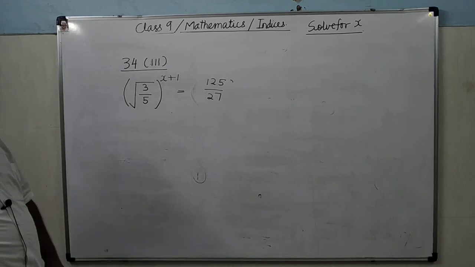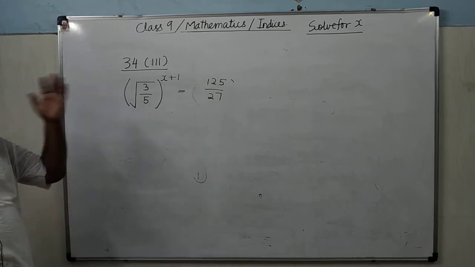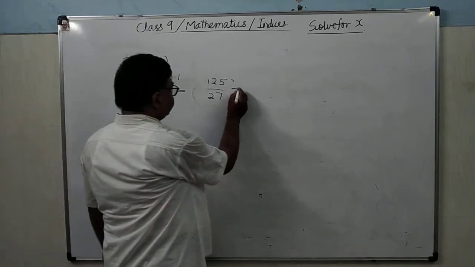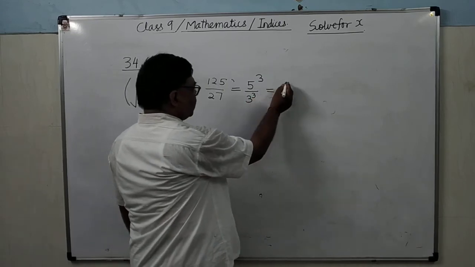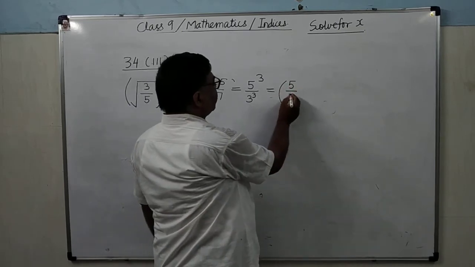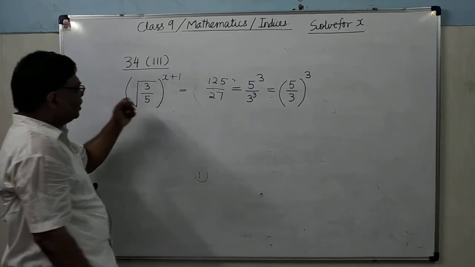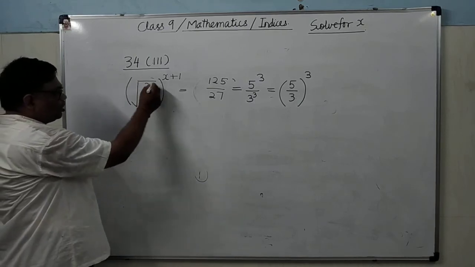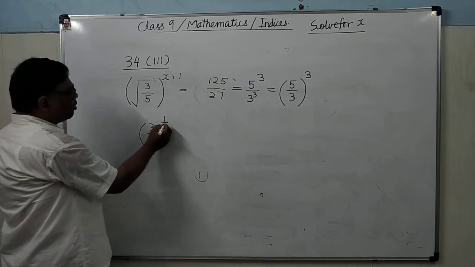In the right hand side, it is 125 upon 27. You can know that 125 is 5 to the power 3, and 27 is 3 to the power 3. Immediately you write it in that way: 5 to the power 3 upon 3 to the power 3. Since the power is the same in numerator and denominator, you write it as 5 upon 3 whole to the power 3. Here the base is 5 upon 3, here it will be 3 upon 5. So first you simplify. How will you write this square root term? The square root term can be written as 3 upon 5 whole to the power 1 upon 2.